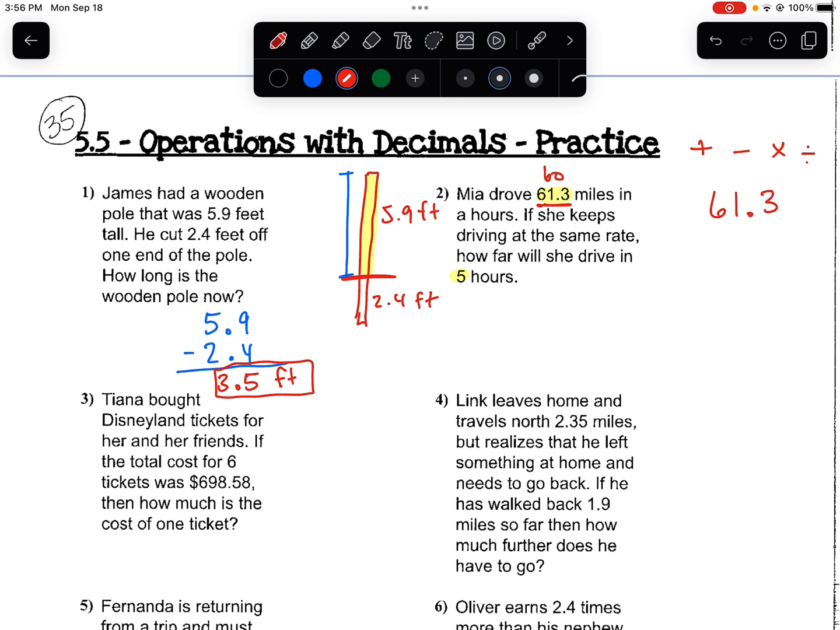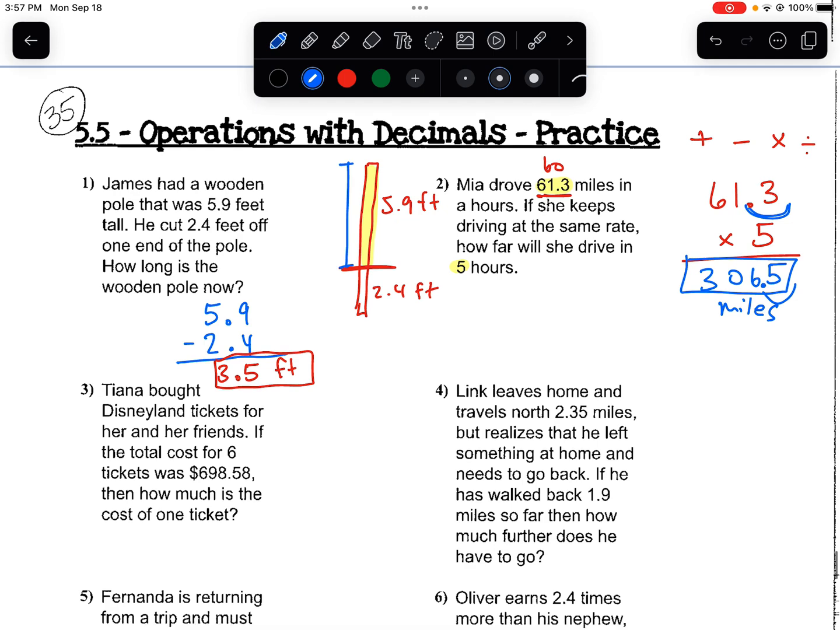61.3 times 5. Now remember, when we multiply, we do not need to line up our decimals. We're just going to ignore it. Pretend this decimal doesn't exist. Move it out, and then move it back in. So I'm going to cut to the chase and write down the answer. Once you multiply that out, you're going to end up with 3065. And then don't forget to bring your decimal back. We have 1 decimal space, so we need to bring that 1 decimal back in. So our answer is 306.5 miles is how far she drove.